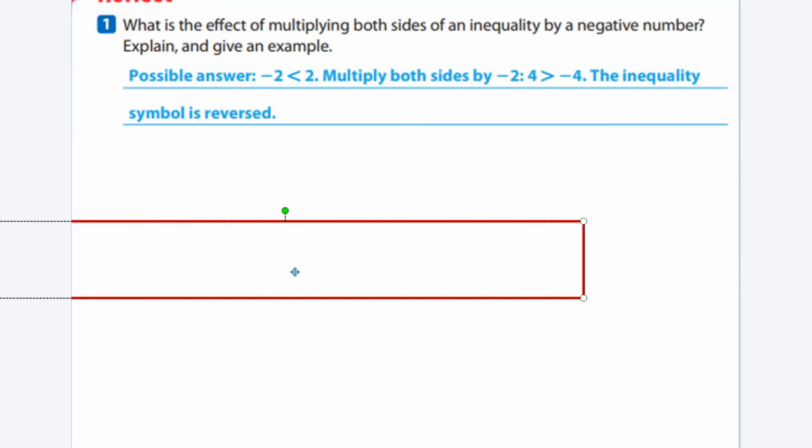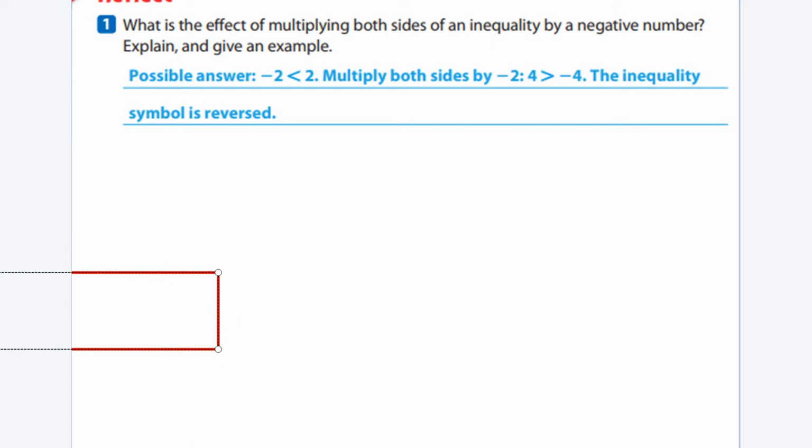Here's a possible answer. Say negative 2 is less than 2. Multiply both sides by negative 2. Think about that. So what's negative 2 times negative 2? Positive 4. What's positive 2 times negative 2? Negative 4. There it is. And the inequality symbol has to change. So it's 4 greater than negative 4. The inequality symbol is reversed, as you can see.